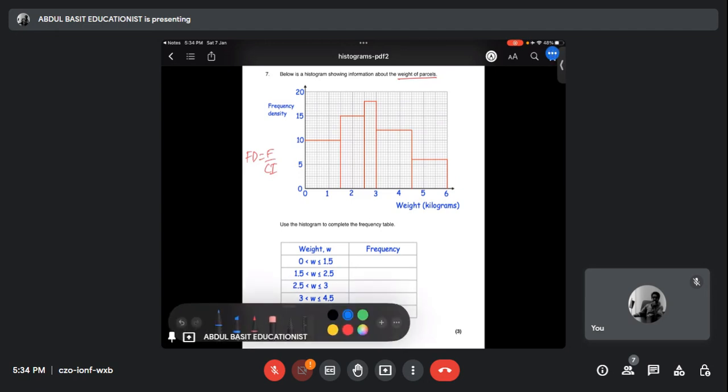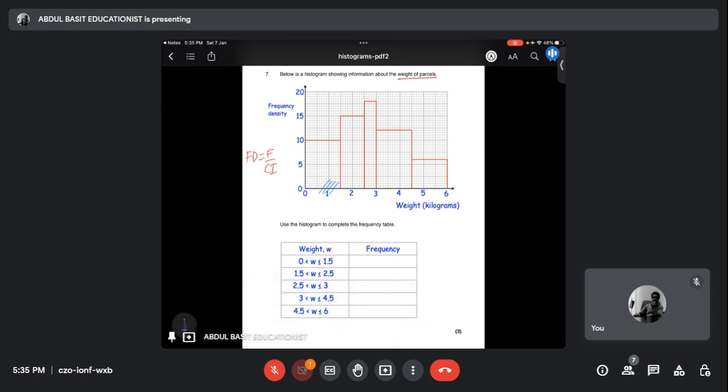How to complete this? We can see that 0 to 1.5 is this area. So the frequency density of the first pillar is 10 and the frequency is unknown. And the class interval is 1.5 minus 0, which is 1.5. So 10 times 1.5. So it means that we have to multiply FD times class interval 1.5. So 10 times 1.5 is what? It's 15.